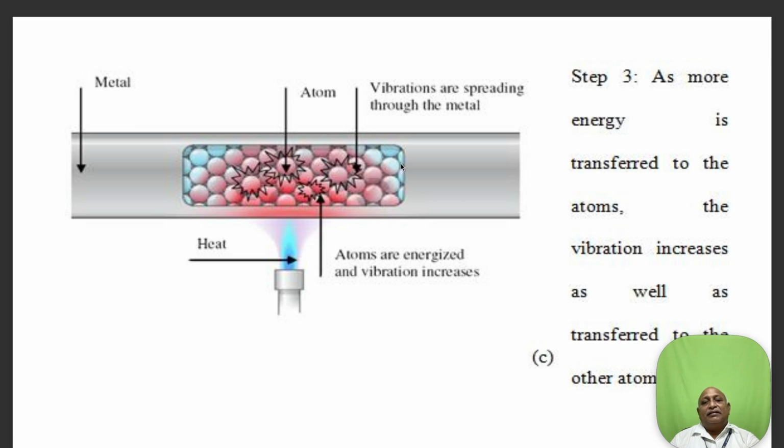You can see that the energized particles, or atoms, present in the metal are heated, and the heat moves to the other surface of the metal also. This is the way heat transfer takes place in solid material.